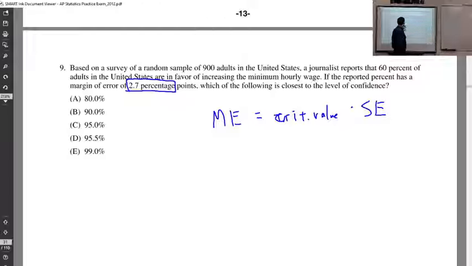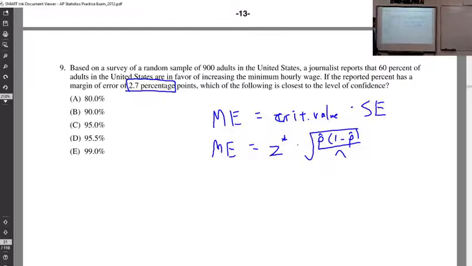And in the case of this one, we're estimating one proportion. So with one proportion, we're using a z-score for my critical value, times my standard error for one proportion, which is the square root of p hat times 1 minus p hat over n. So I can plug in my values. I want my margin of error to be 2.7 percentage points. As a proportion, that's going to be 0.027.